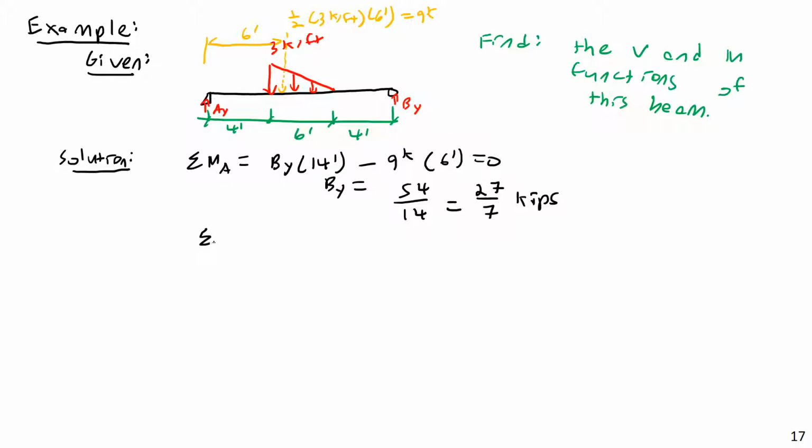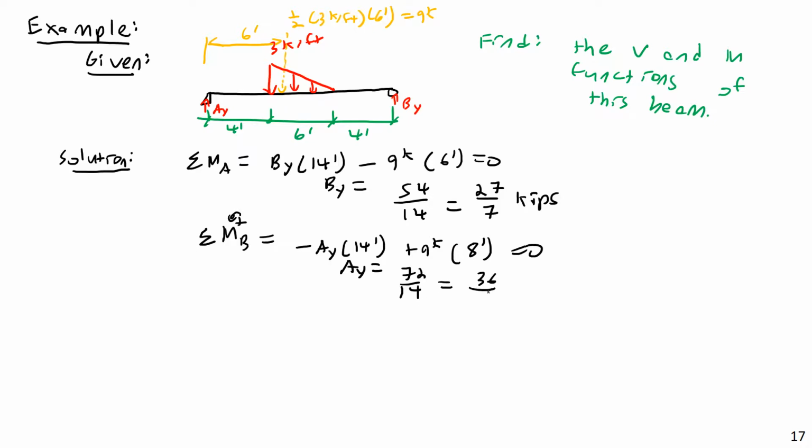And then I can do a summation of moments about point B. I would have negative AY times moment arm length of 14 feet, and then plus the 9 kip force times the moment arm length of 4 feet plus 2/3 of 6, so 8 feet altogether, and this comes to 0. And so AY is equal to 72 divided by 14, or 36 divided by 7.